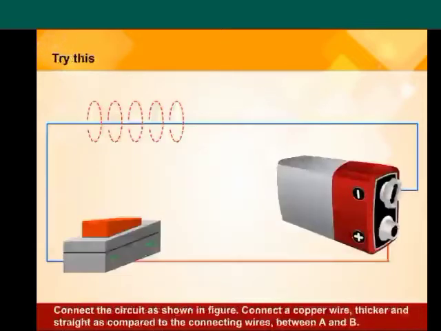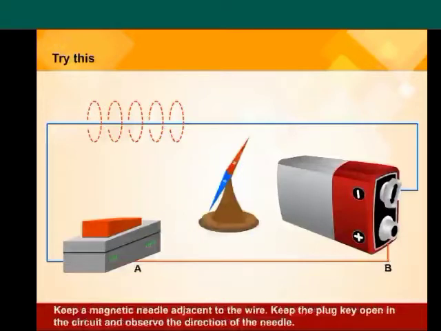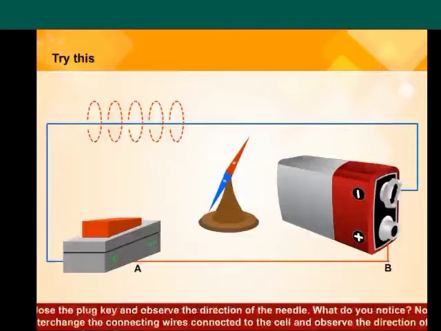Try this. Connect the circuit as shown in the figure. Connect a copper wire, thicker and straight as compared to the connecting wires, between A and B. Keep a magnetic needle adjacent to the wire. Keep the plug key open in the circuit and observe the direction of the needle. Close the plug key and observe the direction of the needle.